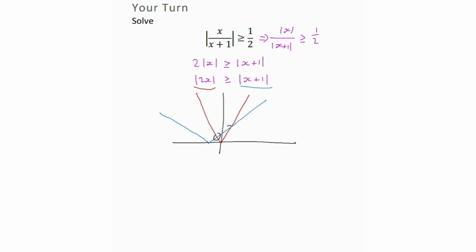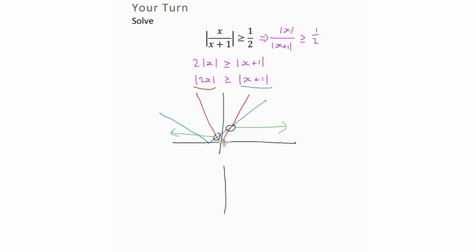We've got 2 points of intersection, which are these 2 points here. Once we've found those points of intersection, we're interested in when the red graph is bigger than the blue graph. So that is these values here and these values here. Let's first of all find those values though.